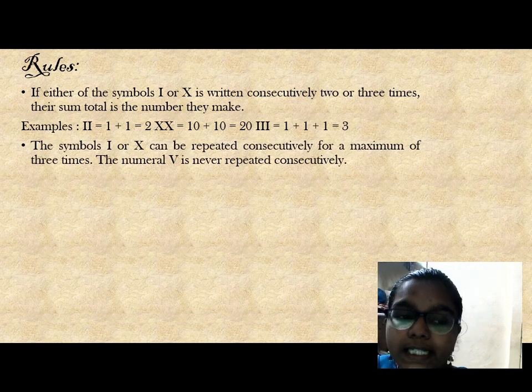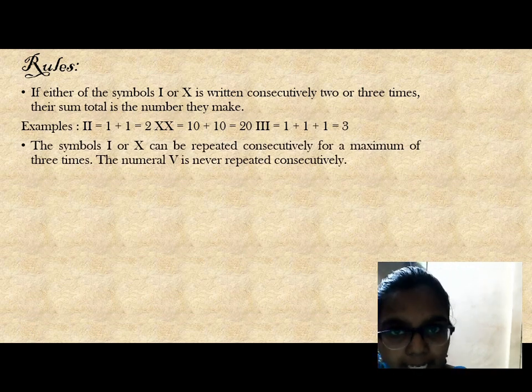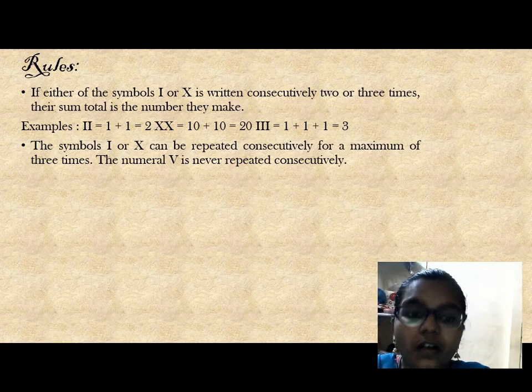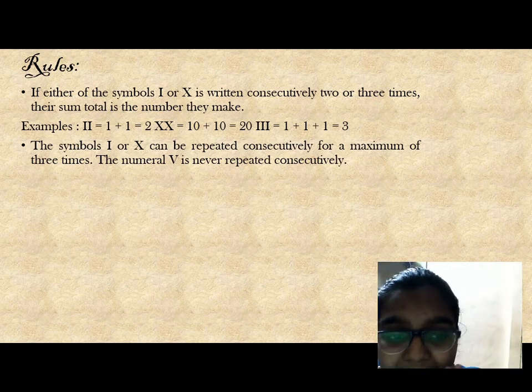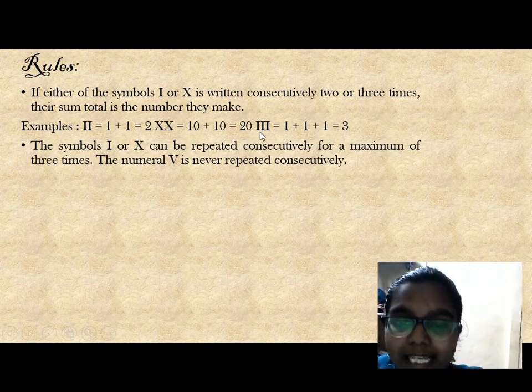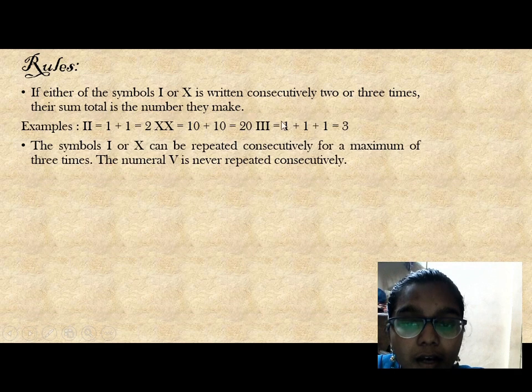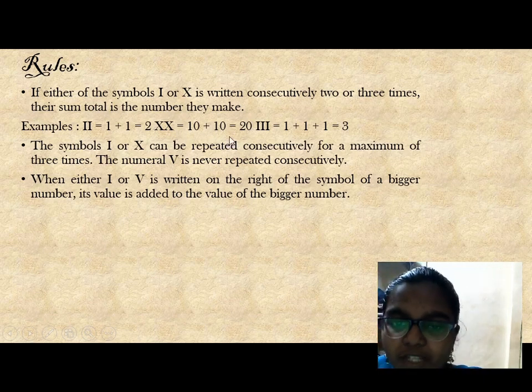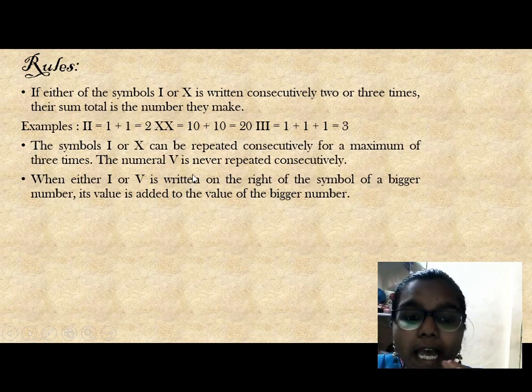Rule number 2 is that the symbols I or X can be repeated consecutively for a maximum of 3 times. We can repeat I or X for a maximum of 3 times, just as explained in the previous examples: this X is repeated twice, which is 20, and similarly this I is repeated thrice, which is 3. And always remember V is never repeated consecutively.